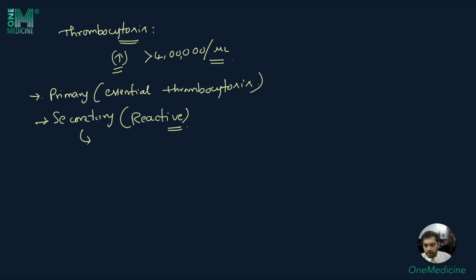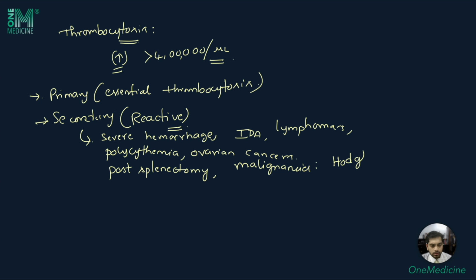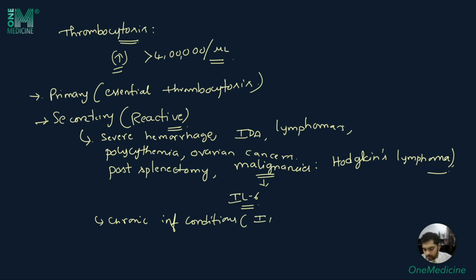Some of the causes for secondary or reactive thrombocytosis include severe hemorrhage, iron deficiency anemia, lymphomas, polycythemia, ovarian cancers, post-splenectomy, malignancies including Hodgkin's lymphoma. The thrombocytosis in malignancies is attributed to increased production of interleukin 6. Other conditions include chronic inflammatory conditions such as inflammatory bowel disease.